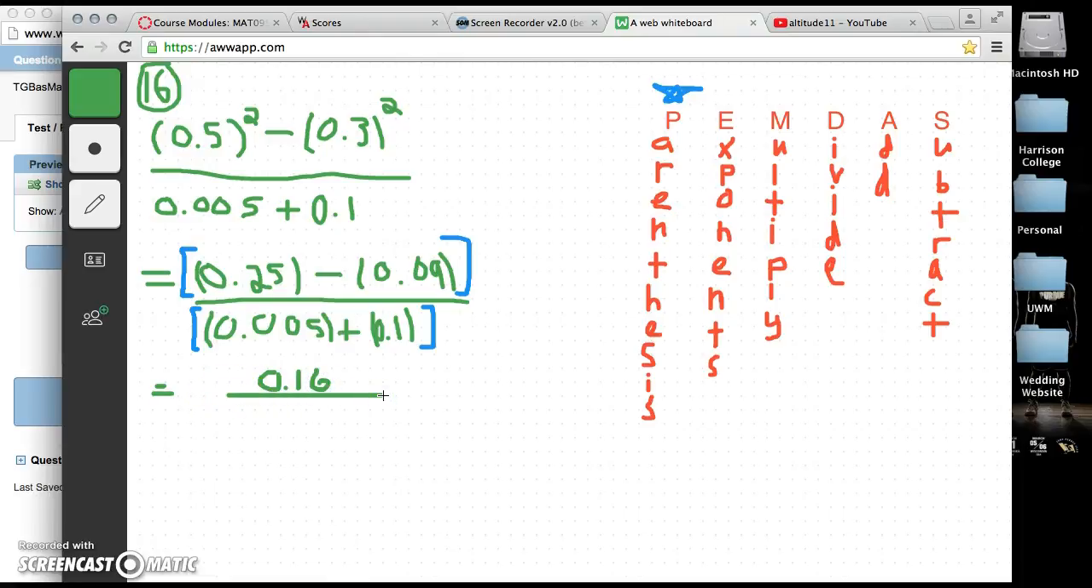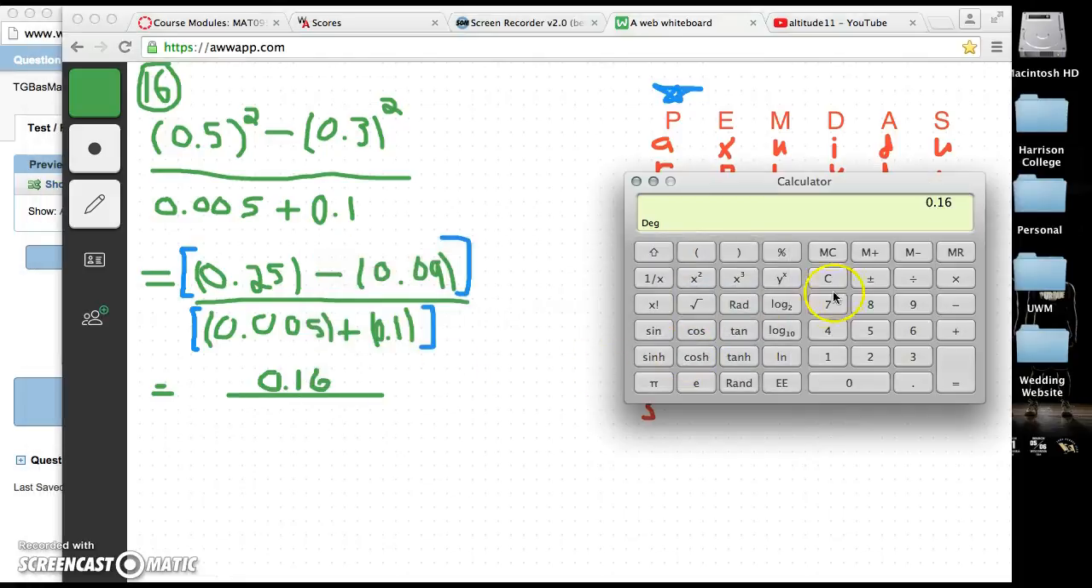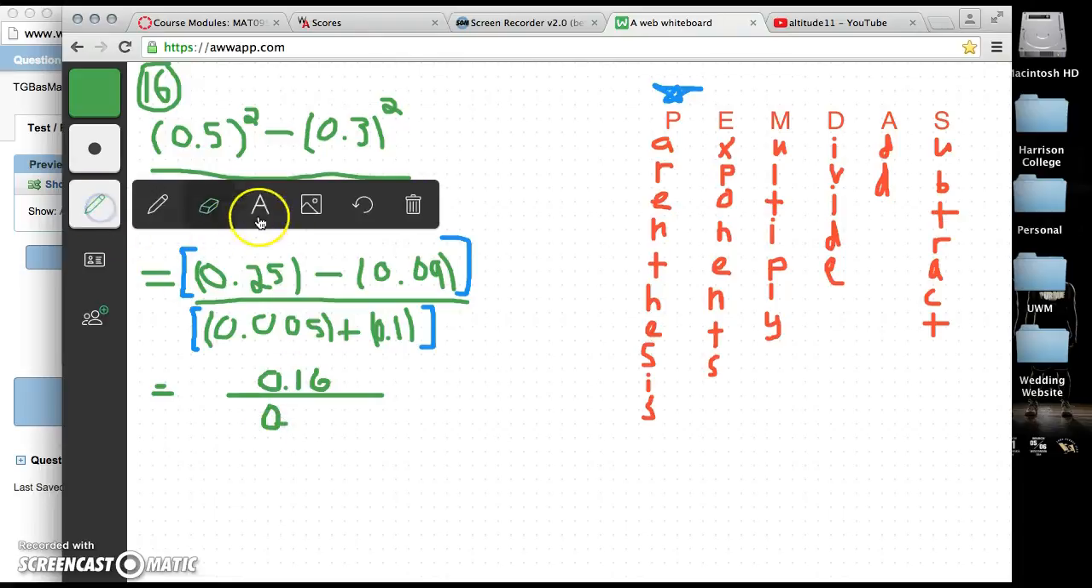That's our numerator. And similarly, down in our denominator, we can also get a single number down there, which is 0.005 plus 0.1. And that is 0.105.